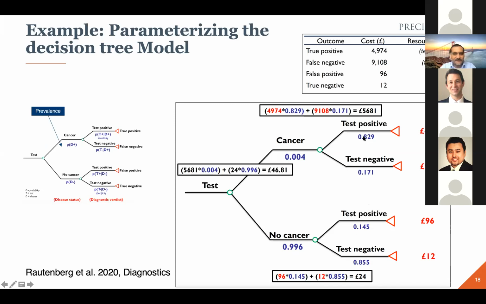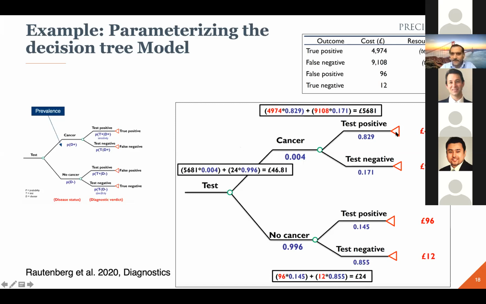So sensitivity is 0.829, and this is 1 minus this. In the same way here, specificity is 0.855, and this is 1 minus this. So these are the probabilities, in some sense. Prevalence is also a probability, and you can represent it like that: a number of cases per population.